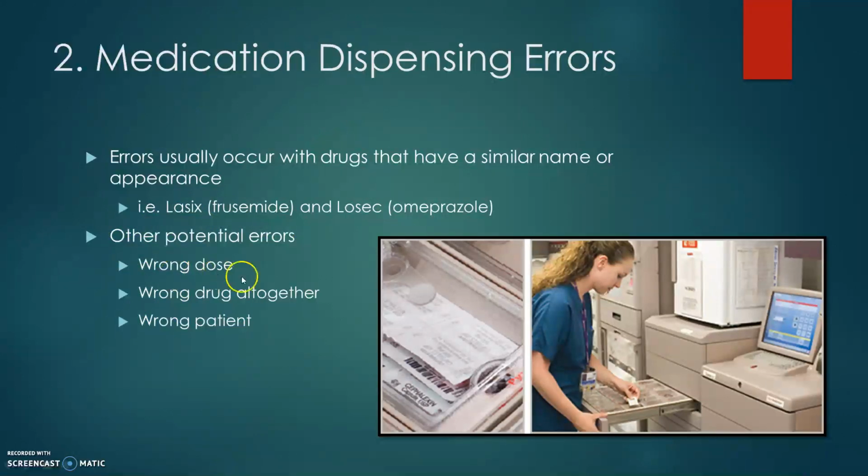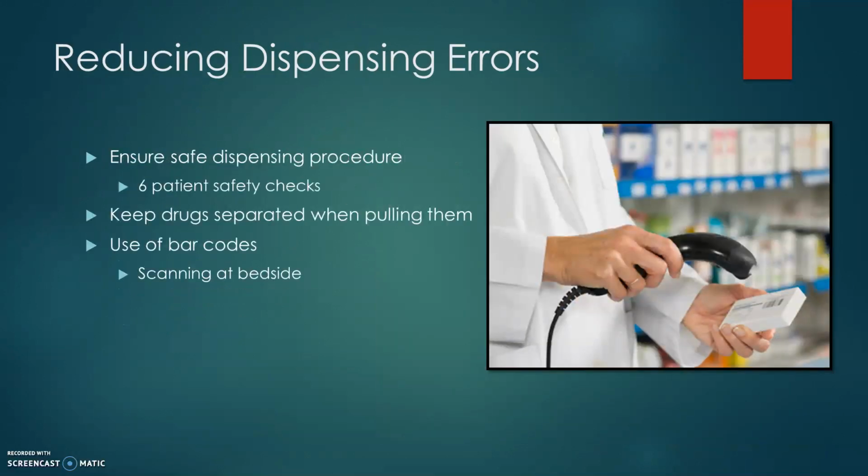Remember your 6 med checks: right drug, right time, right patient, right route, right dose, and then right documentation as well. And you've got to do those 3 times to make sure that you cover all your bases. To reduce dispensing errors, ensure the safe dispensing procedure, so like I said, the 6 safety checks. Keep the drugs separated when pulling them, and use barcodes and scanning at bedside.